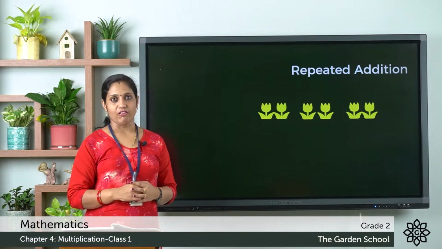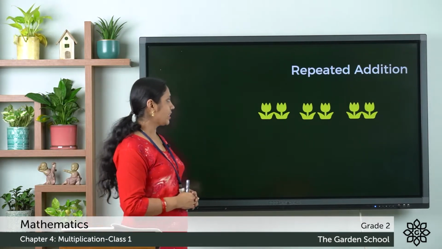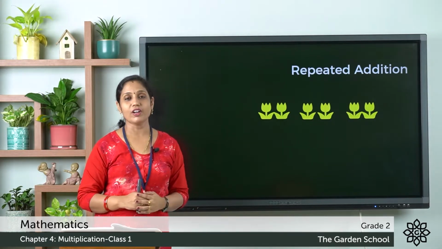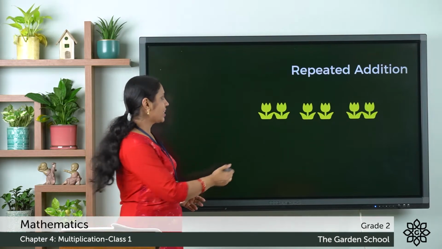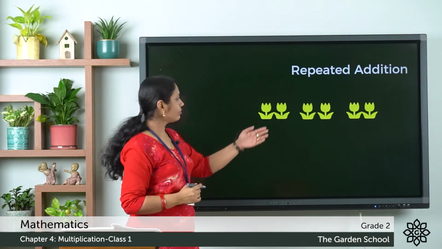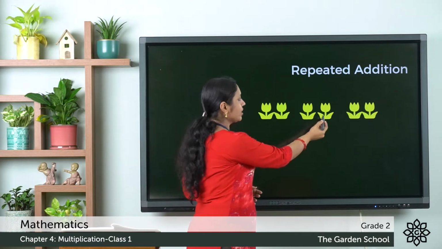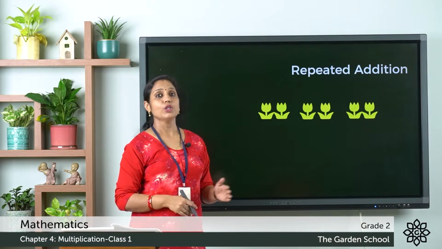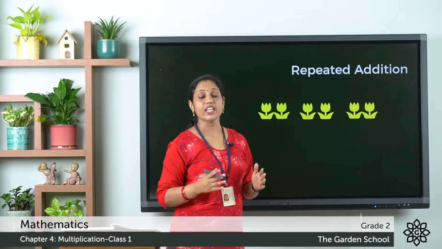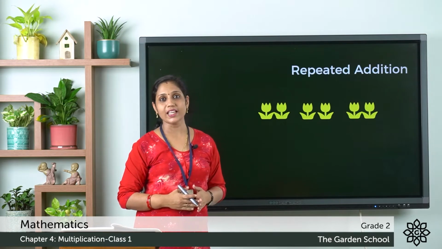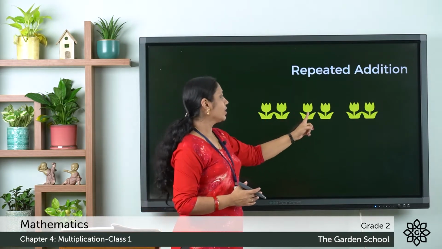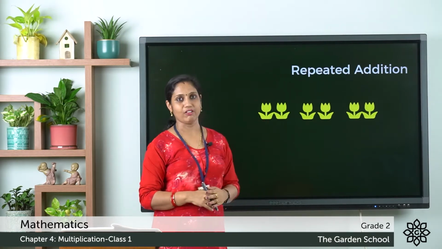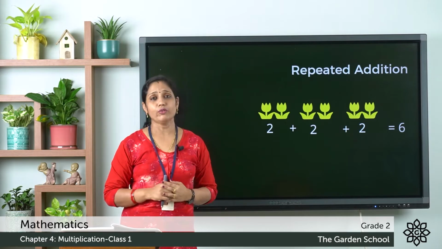Here you can see some flowers. So let's check. Here you can see 3 groups. And in each group, how many flowers are you able to see? Here you can see 1, 2. In the next group we have 1, 2. And in the third group we have 1, 2. So 2 flowers are there in each group. And how many groups are there? There are 3 groups. 1, 2, 3. And in one group, how many flowers are there? There are 2 flowers.